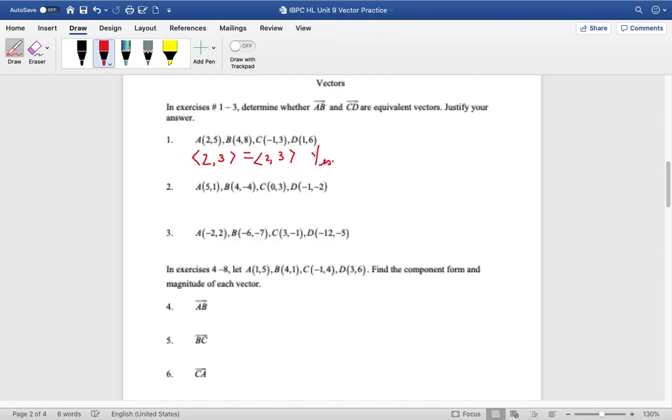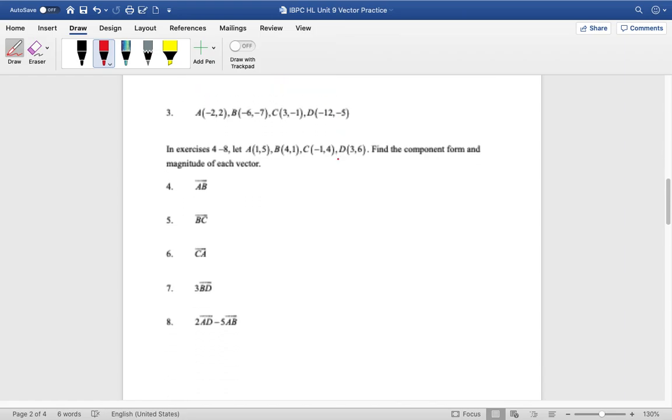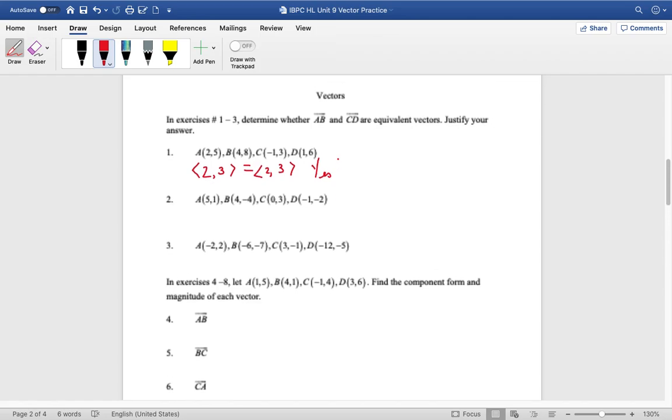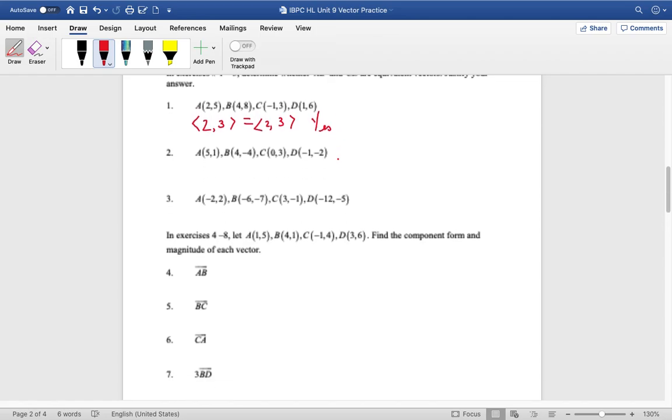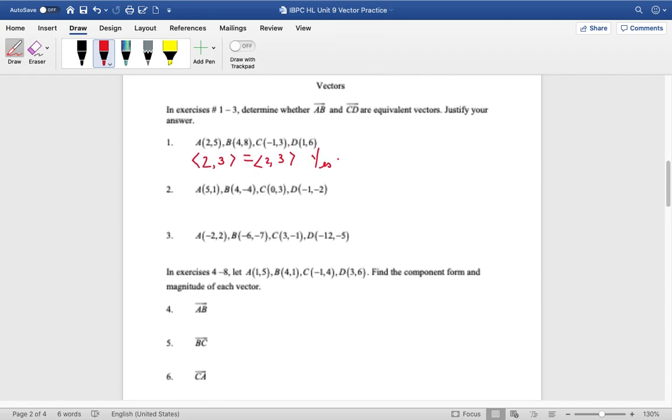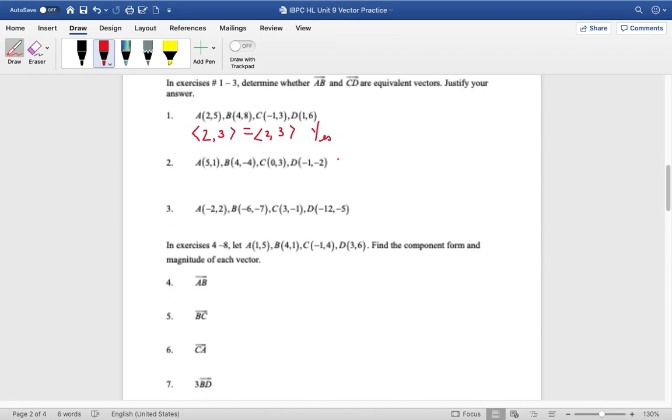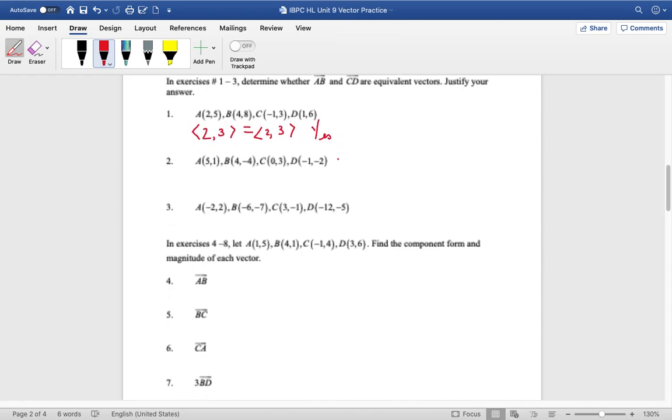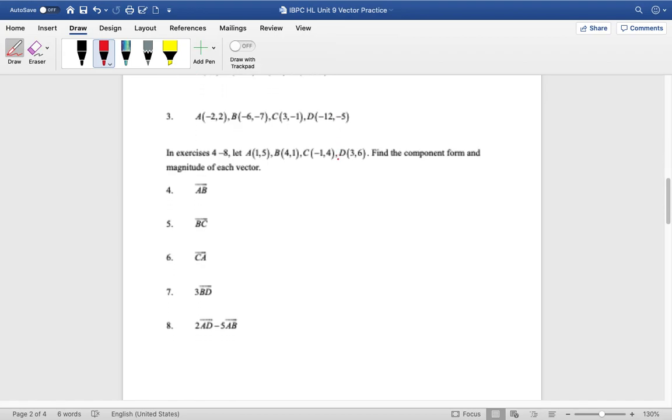I don't know that I really needed to say justify. I just wanted to do one of those to show you that I didn't want you to worry about the word justify. Usually when I say justify, I need a little bit more than that, but I didn't write this worksheet, and I think it's pretty good.